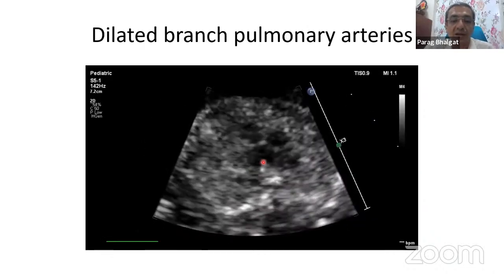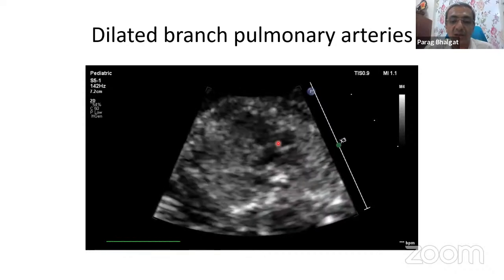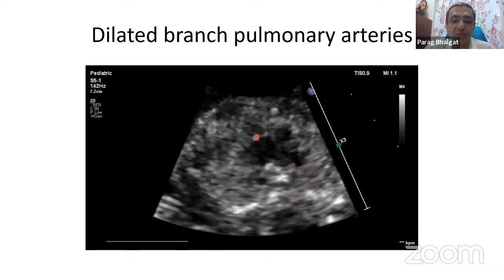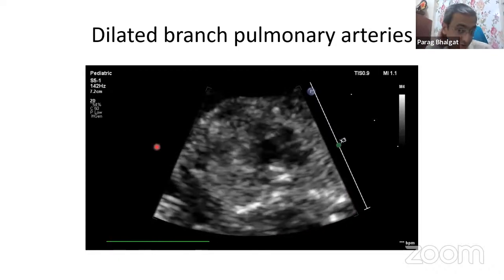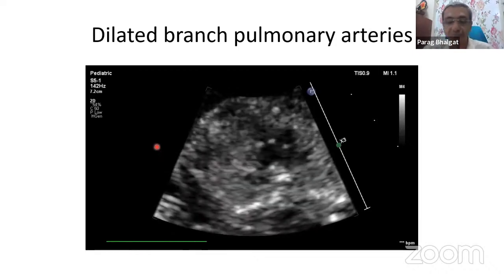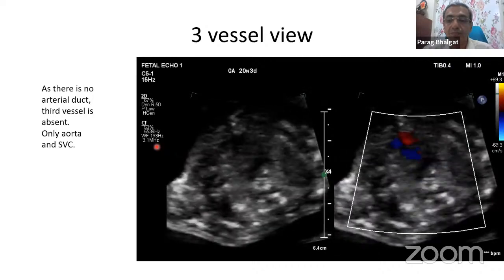Again, RPA and LPA branch PAs and ascending aorta. Compare the size. They are bigger than the aorta. Stenosis at pulmonary valve level. Okay, we cannot appreciate any valve tissue here. No valve tissue. Now this is a PR jet.